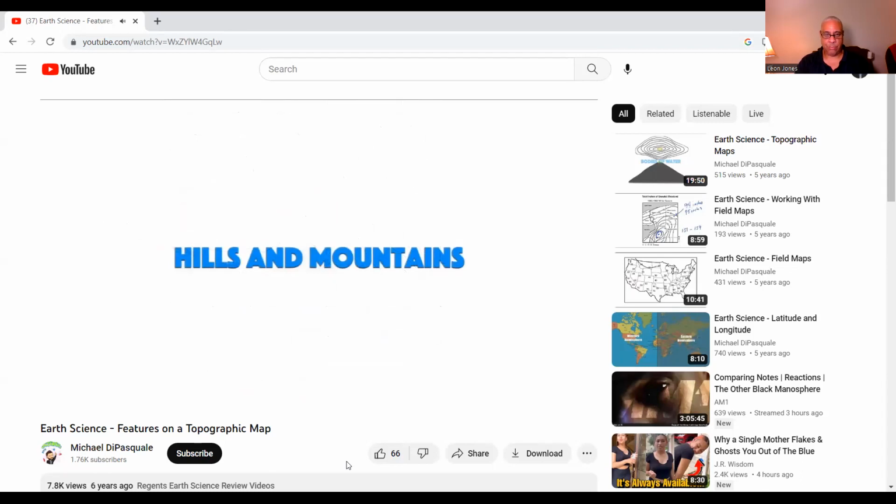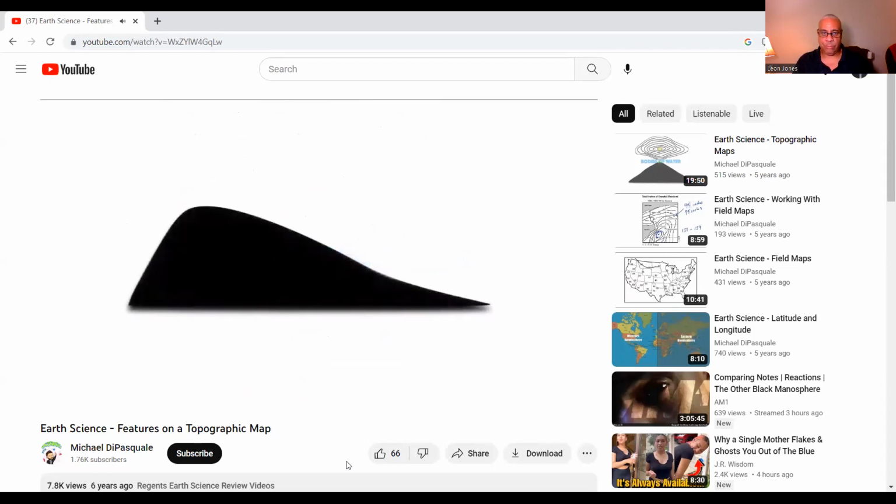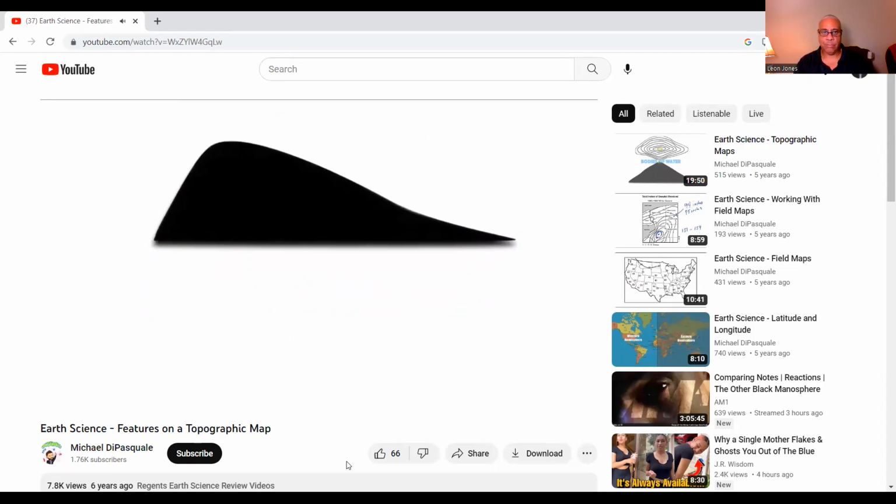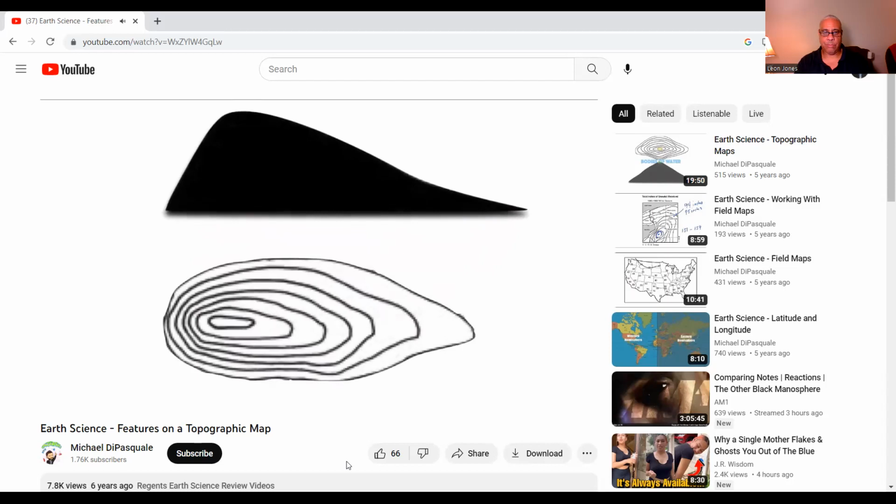Now let's take a look at another feature, very common to topographic maps, and that's hills and mountains. Now, topographic maps are drawn to represent three-dimensional structures in a two-dimensional space. This hill or mountain, whichever one you want to call it, would look like this from a side profile. So if you saw it in real life and you were standing in front of it, this is what it would look like. If I want to convert it to a topographic map, this would be its equivalent.